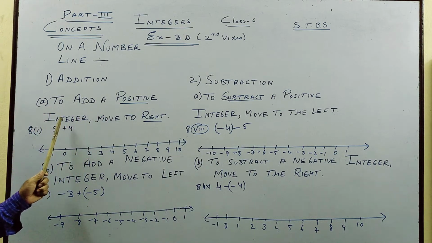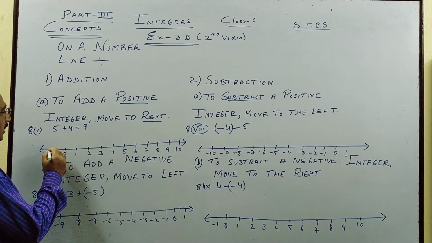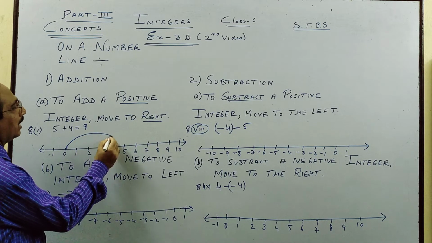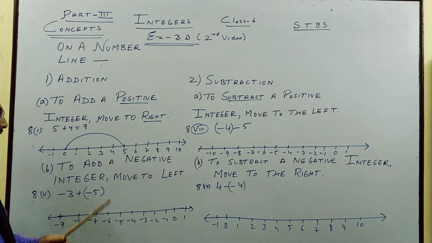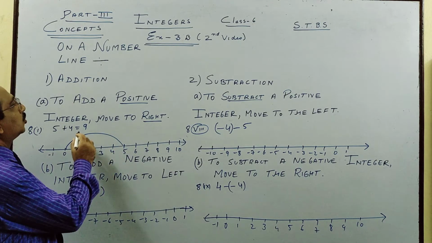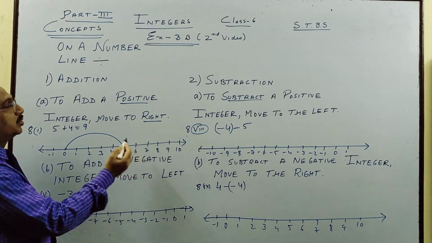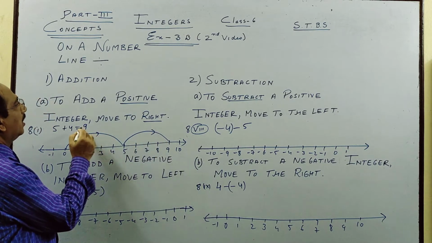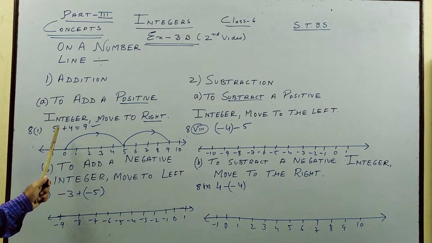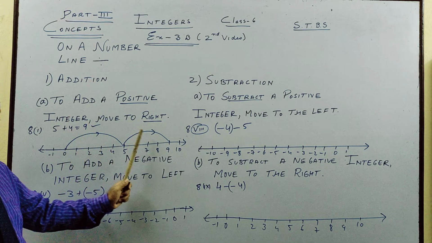To add a positive integer, move to the right. So 5 plus 4, as you all know, is 9. So what happens here? We go from 5. We are here, 5 means we are here. Directly you can start from here. So plus means to add a positive, we move towards the right. It becomes more when you add a positive. So we reach 9. Once more, to add a positive integer, move to the right.